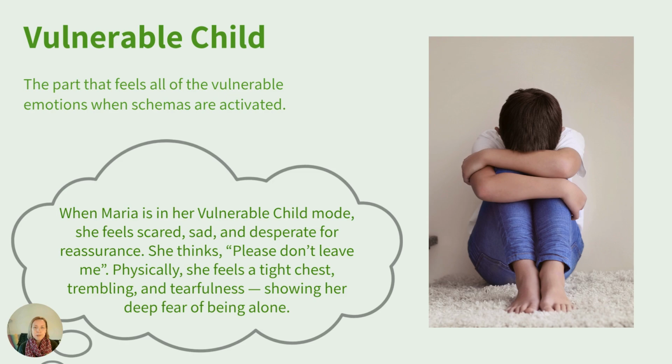And so I'm going to use the example of Maria from earlier with her abandonment schema and think about how it looks for Maria when her vulnerable child mode is activated. So when Maria is in her vulnerable child mode, she feels scared, sad, and desperate for reassurance. She thinks, please don't leave me. Physically, she's got a tight chest, she's trembling, she's tearful, and she's showing her deep fear of being alone.